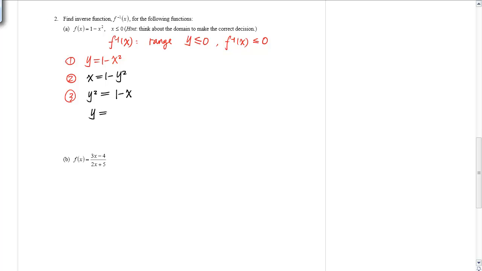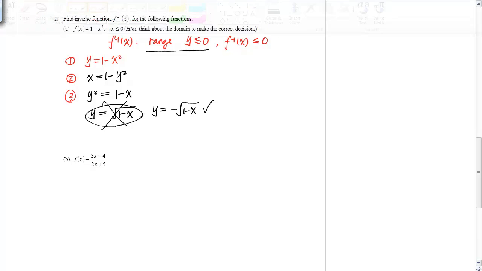Therefore, y equals, normally when we solve this, we could have 2 answers. y could be either the positive square root of 1 minus x, or y could be the negative square root of 1 minus x. However, you have to make a decision which one it is. Keep in mind we have already come to the conclusion that the range of this function has to be smaller or equal to 0. So because of this range, you know that the first one needs to be eliminated. Therefore, the correct answer is the second one.